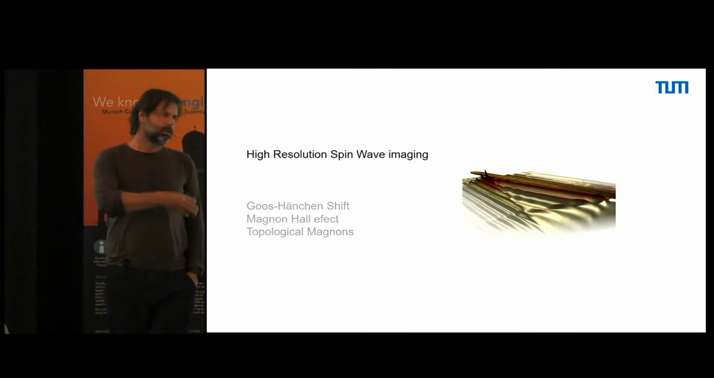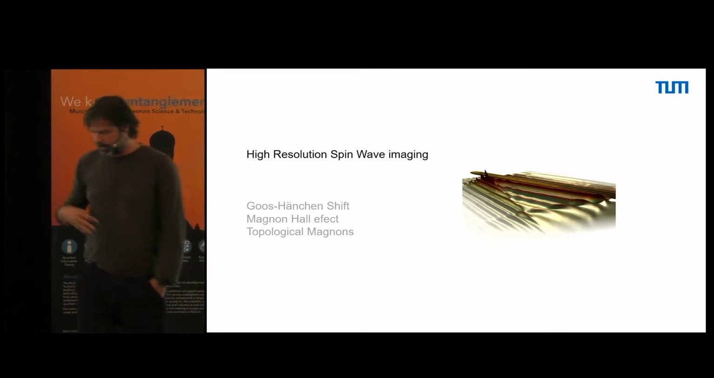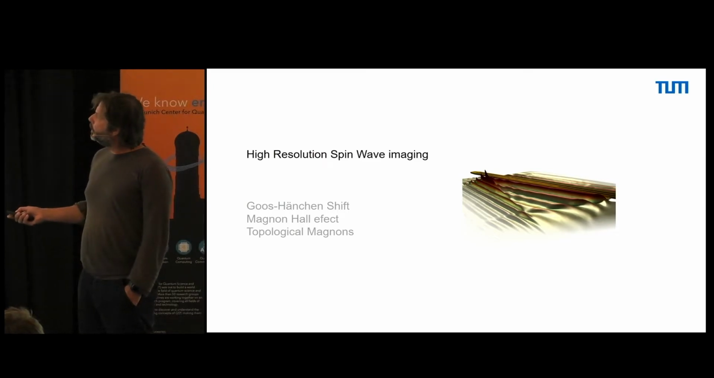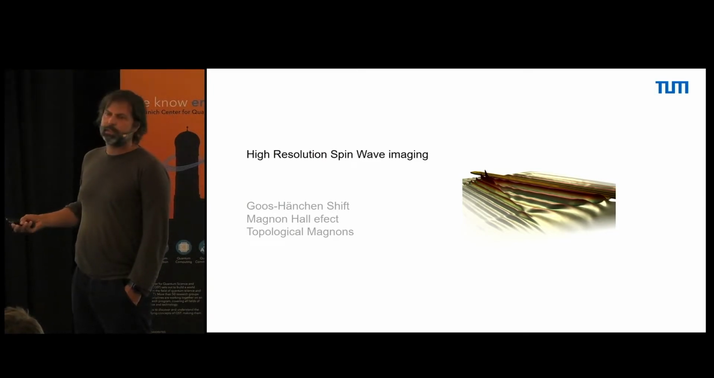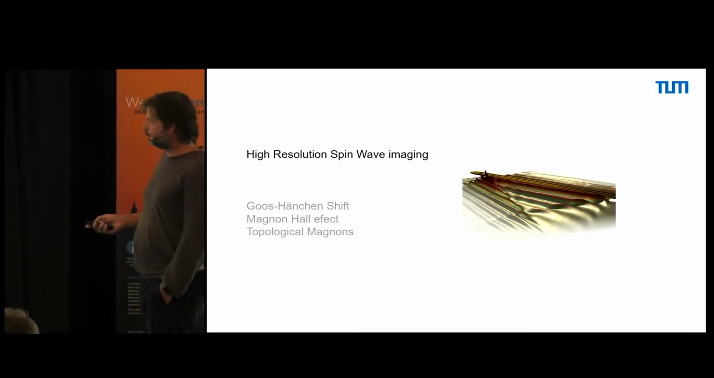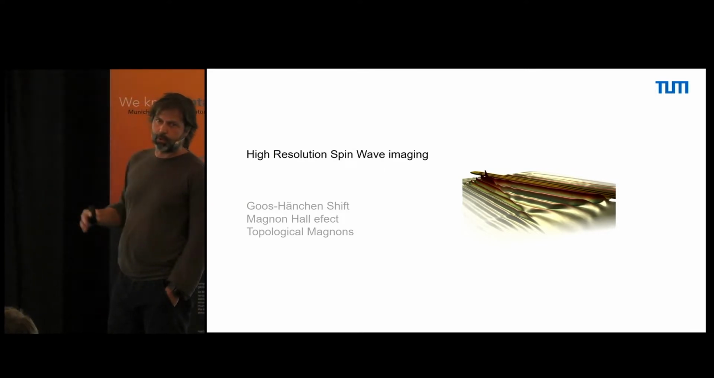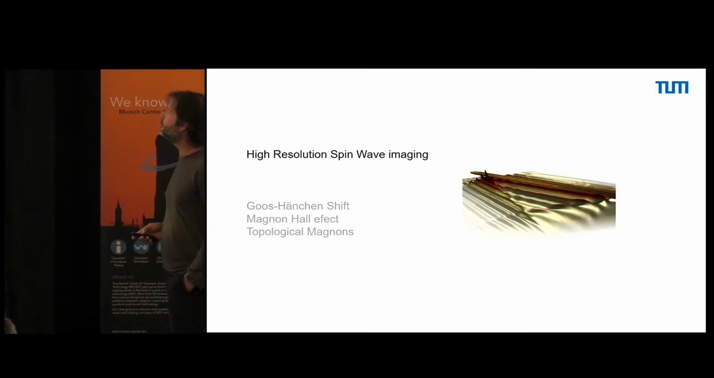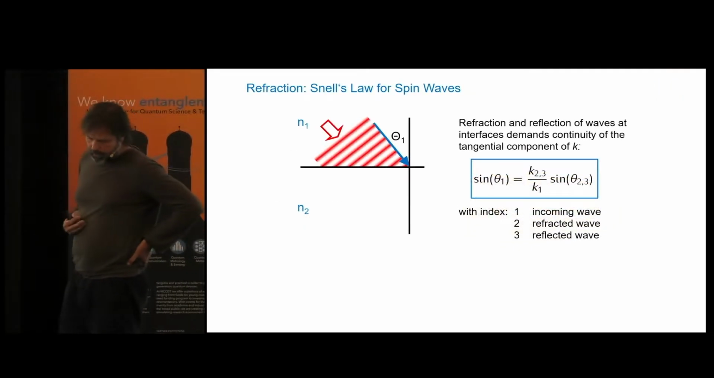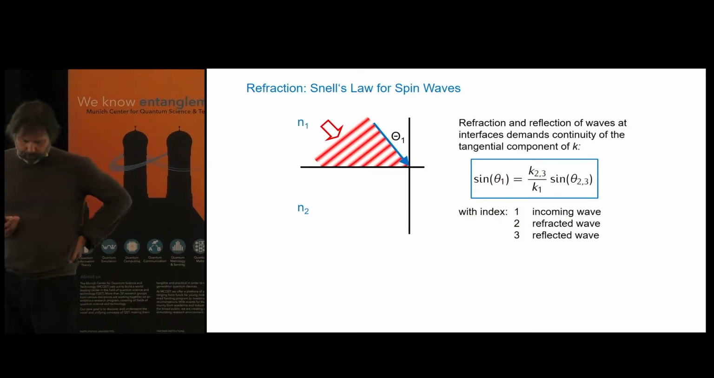You might know that there are Hall effects for almost everything, topological Hall effects. And we are interested in a Hall effect that is actually predicted for spin waves but hasn't been observed properly yet. And also we're interested in topological magnons in some specific materials. And for all these questions, we need high resolution imaging.